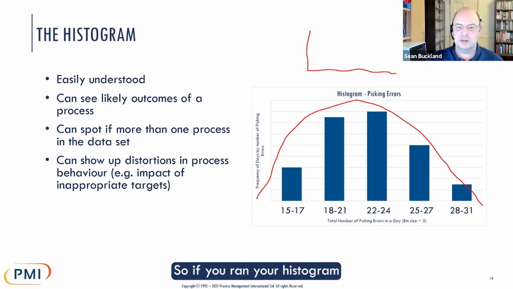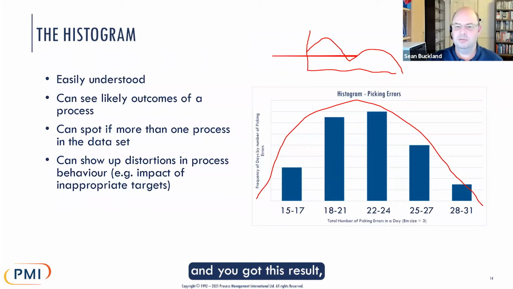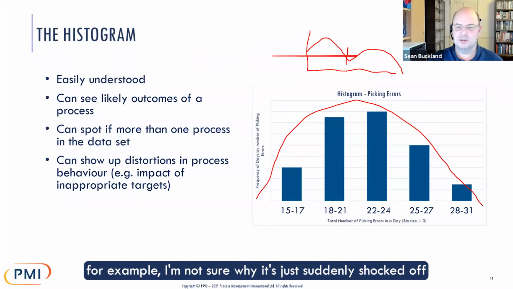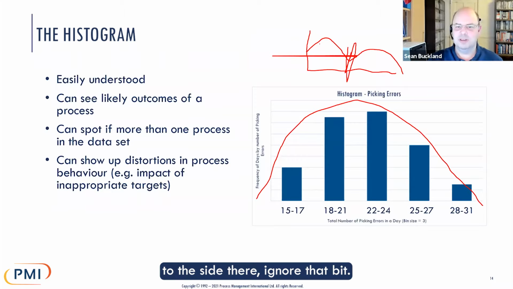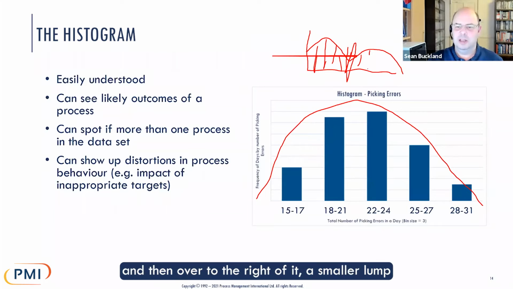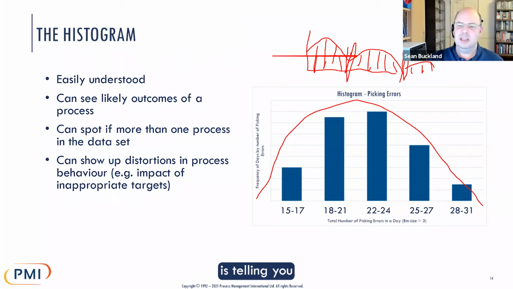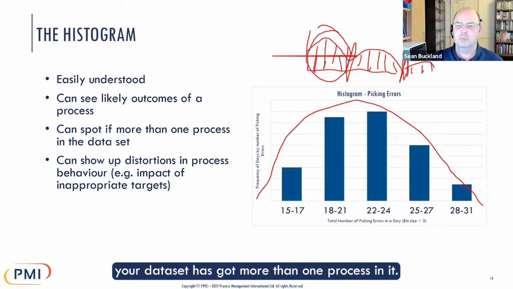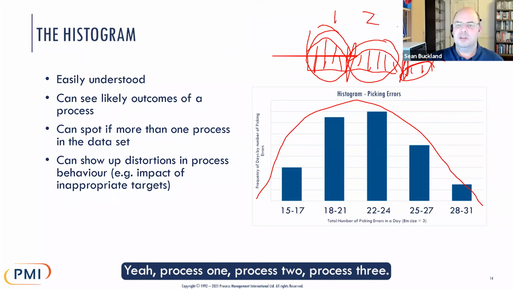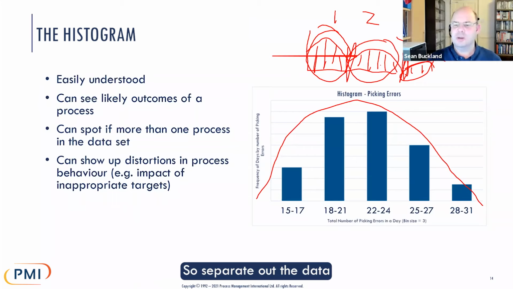So if you ran your histogram and you got this result, for example, ignore that bit off to the side. But over here, we've got a big lump, and then to the right of it a smaller lump, and maybe an even smaller lump again. And what that's telling you is your data set has got more than one process in it. Process 1, process 2, process 3. So separate out the data and find out what's going on. That's a really useful thing.